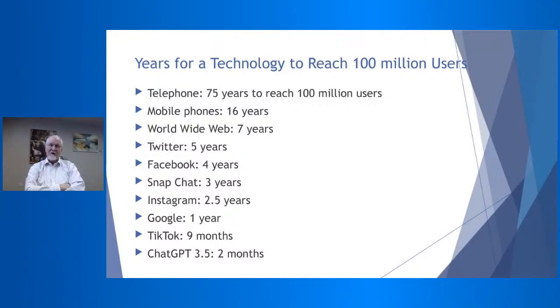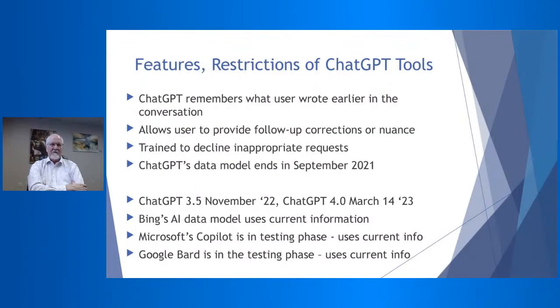Facebook took 4 years to get to 100 million users. Google actually took 1 year to get to 100 million users. TikTok took 9 months to get to 100 million users, and then Chat GPT 3.5, believe it or not, took 2 months to go to 100 million users. It's just something that is incomprehensible, I guess, with the adoption. So it's been adopted quite rapidly.